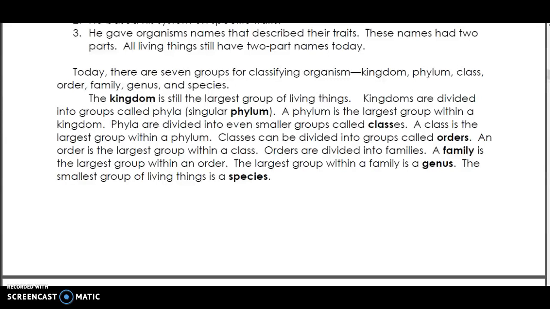Classes can be divided into groups called orders. An order is the largest group within a class. Orders are divided into families. A family is the largest group within an order. The largest group within a family is a genus. The smallest group of living things is a species.